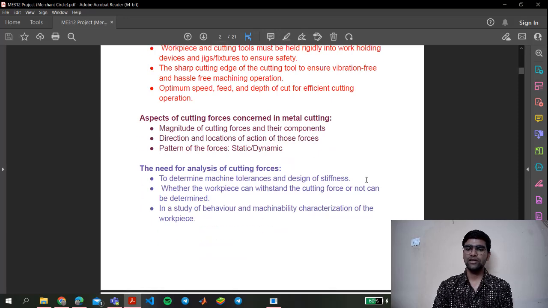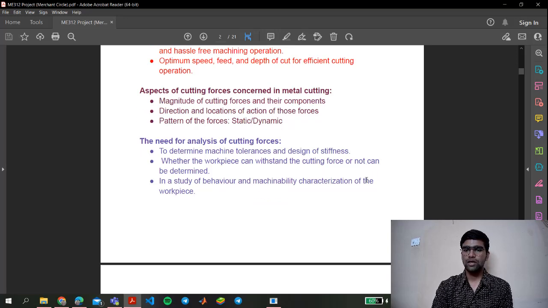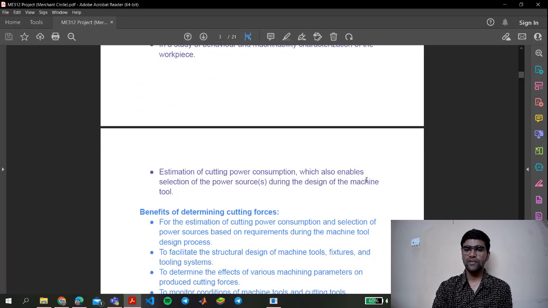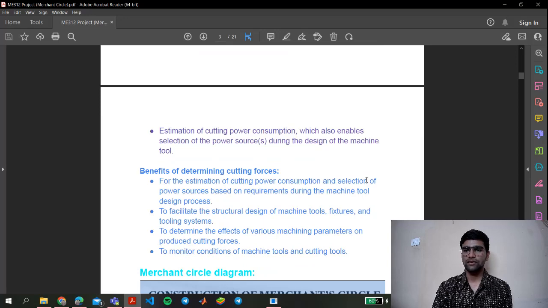Why do we need the cutting forces? Cutting forces must be known to determine machine tolerance and to design the stiffness, and to know whether a workpiece can stand that cutting force. One has to know well before the magnitude of the cutting force that it is going to face during the cutting operation. The study of machinability behavior also becomes important. And from the estimation of cutting forces, we can find out the power consumption using velocity and cutting force.